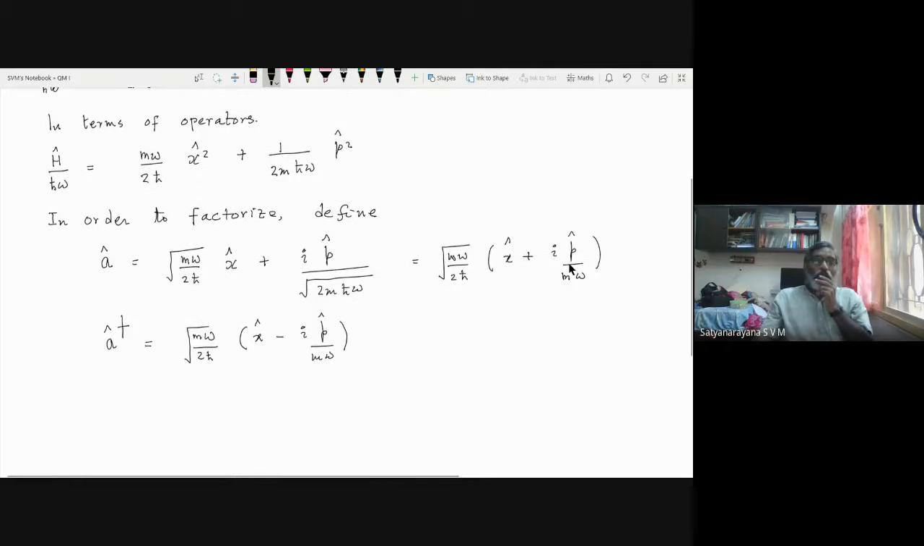So we are going to define this, and then we ask the question: what will be A dagger A? Let us find A dagger A.